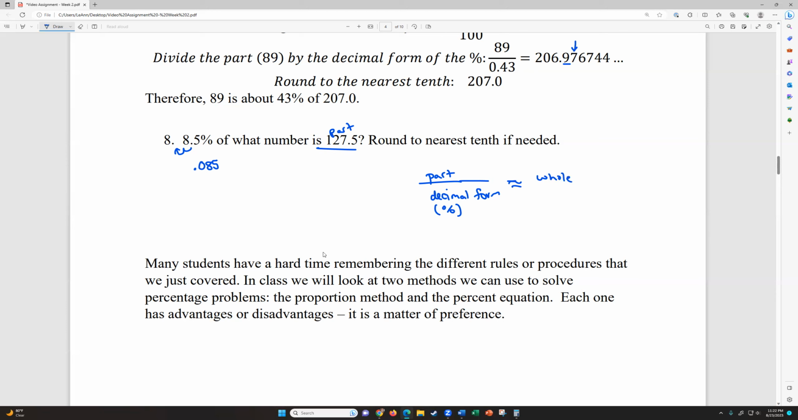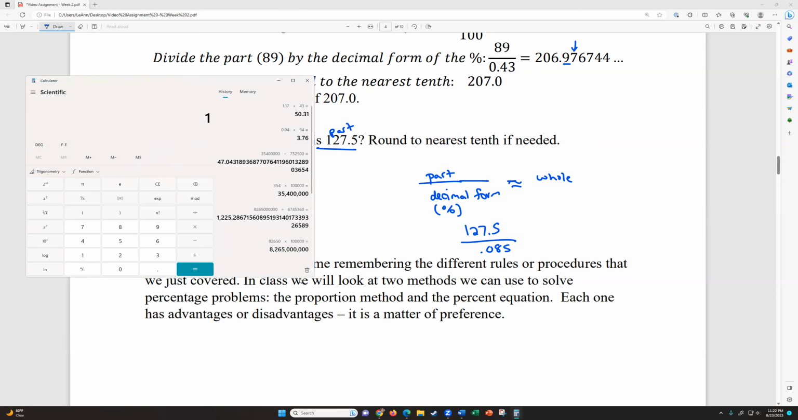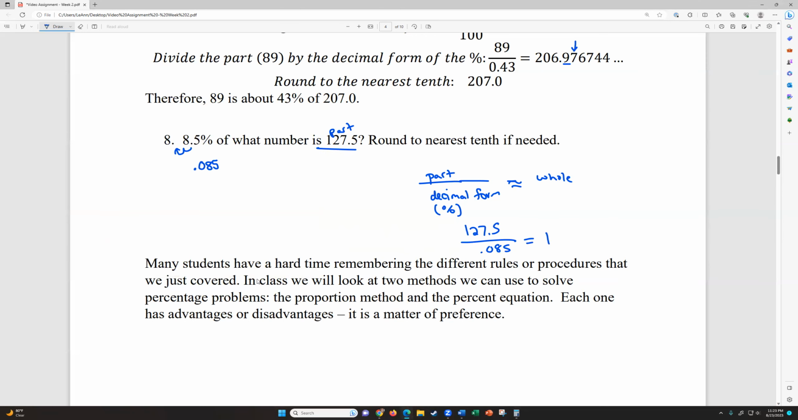Okay. So 127.5 divided by 0.085. Let's see what that comes out to. We may or may not have to round it, depending on what the numbers are. It's not needing rounding at all. It's a whole number. And so since we don't need to round, we can keep the equal sign. So 1,500. So if we restate that, let's see what it says. 8.5% of 1,500 is 127.5. Okay, so that does make sense.